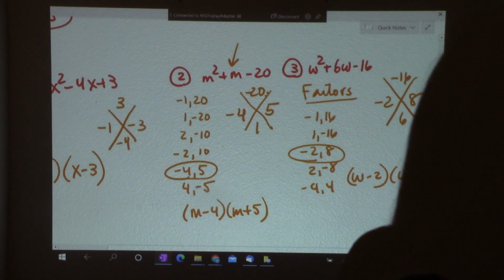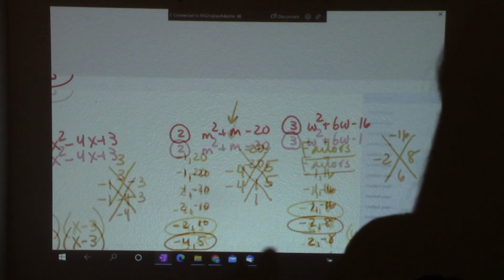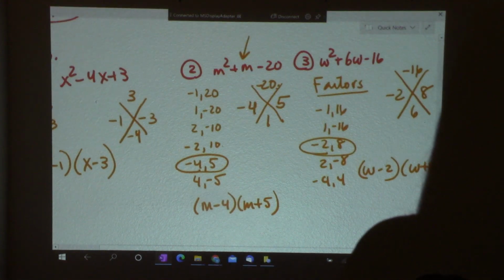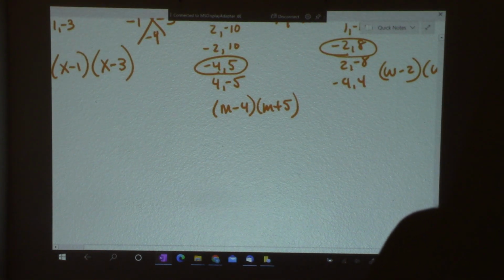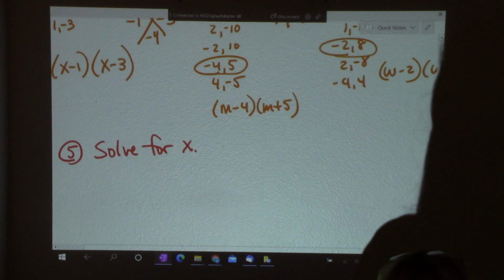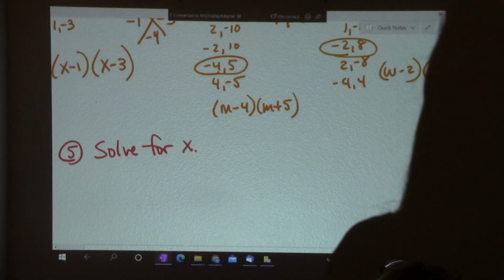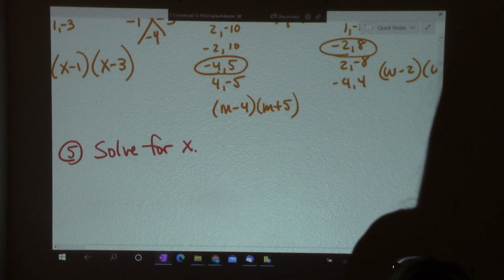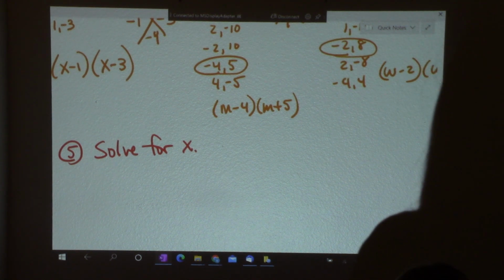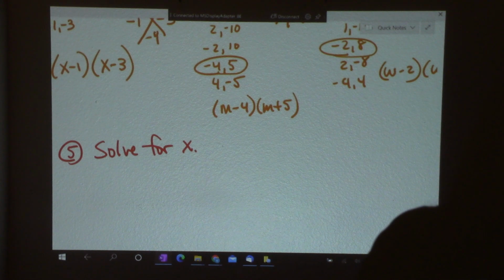Okay, so now we're going to do one more. And this is an easy concept, but it's going to end up being half of your homework. So make sure that you really know how to do this, all right? Now we're going to solve for x. So we're going to add one more step. We're not just going to factor, we're going to find an answer for x, okay?